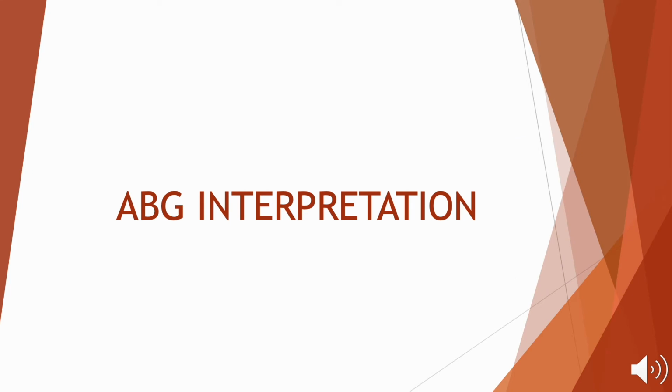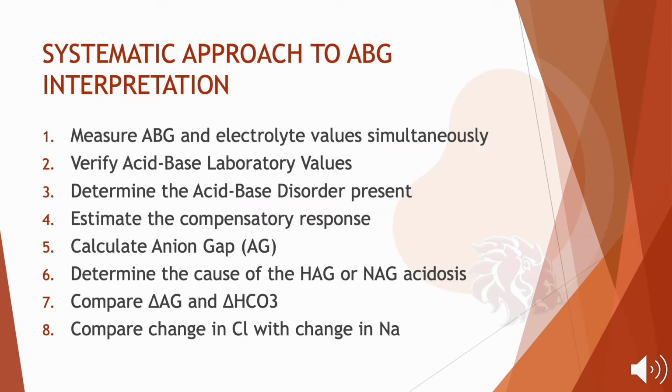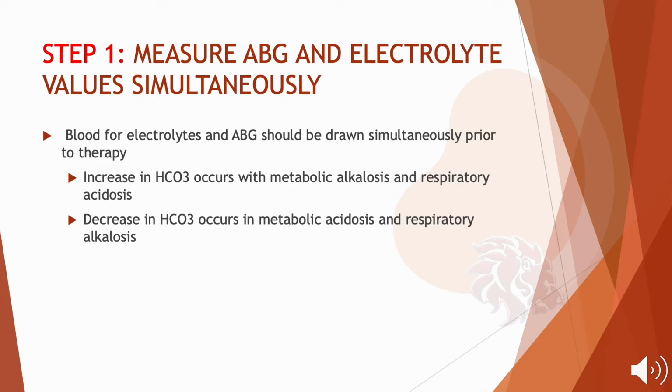Here's how we interpret the arterial blood gases. There is a systematic approach in arterial blood gas interpretation. The following are the steps, and we are going to discuss them one by one. Step 1 is to measure the arterial blood gas and the electrolyte value simultaneously. Blood for electrolytes and arterial blood gas should be drawn simultaneously prior to therapy.